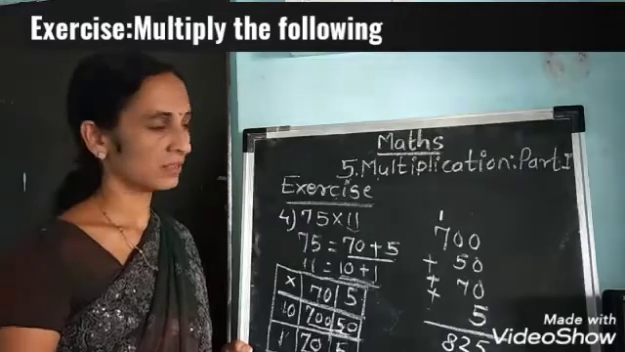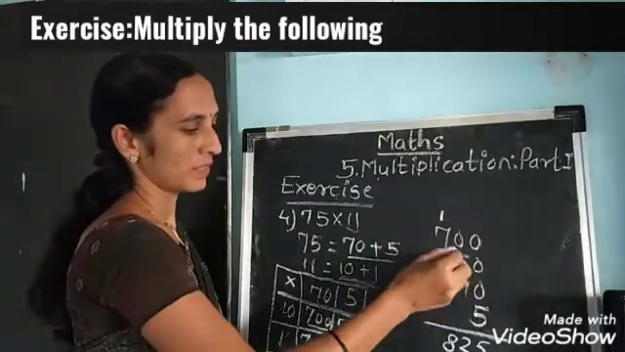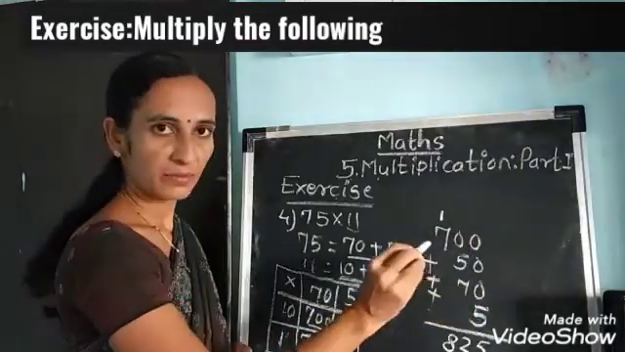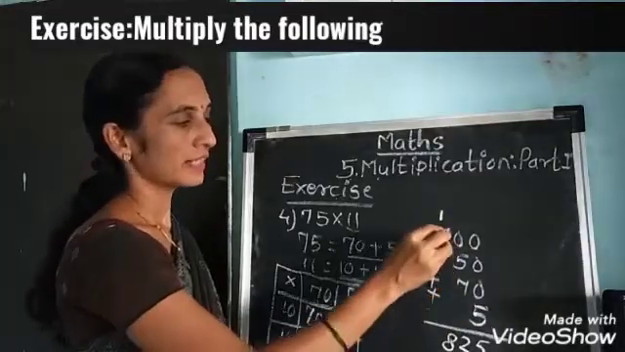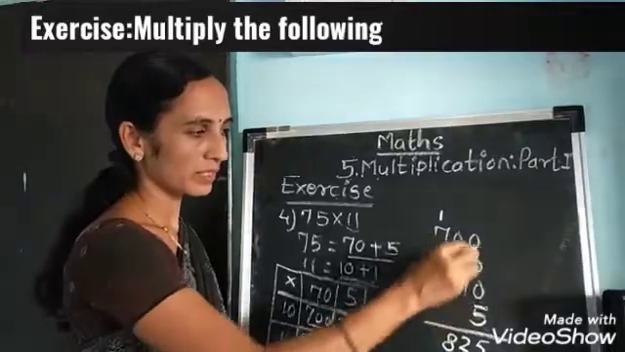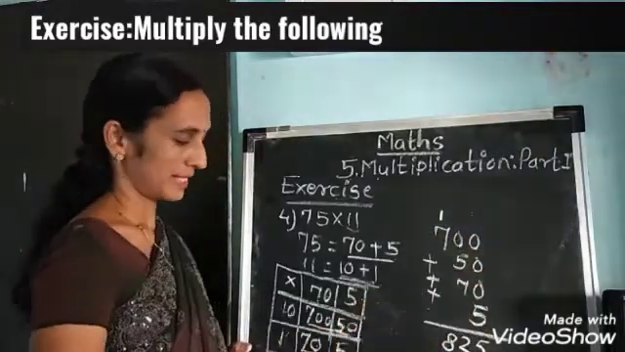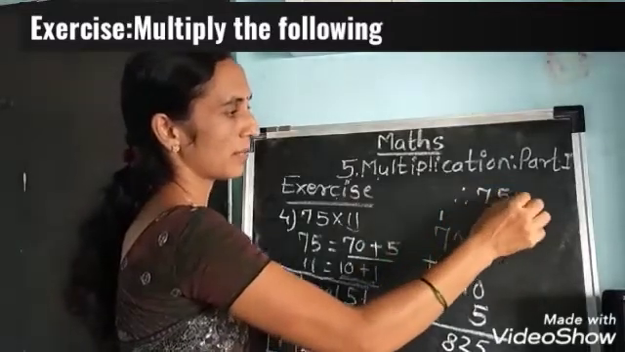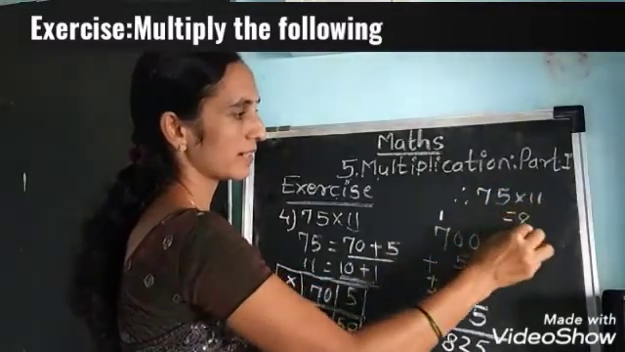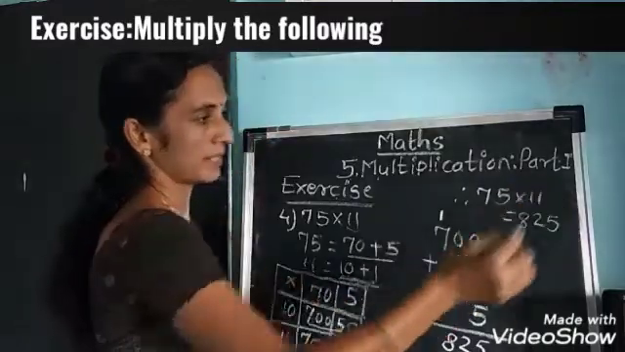Did you get it? Okay. See, when you are doing addition, at that time you have to put the numbers in the proper places. Therefore, 75 multiplied by 11 is equal to 825.